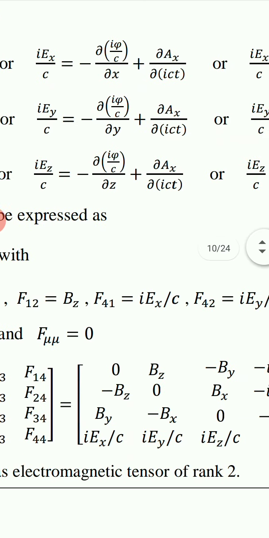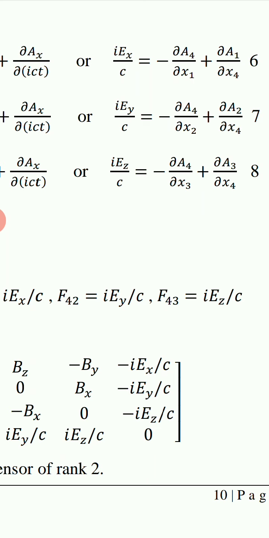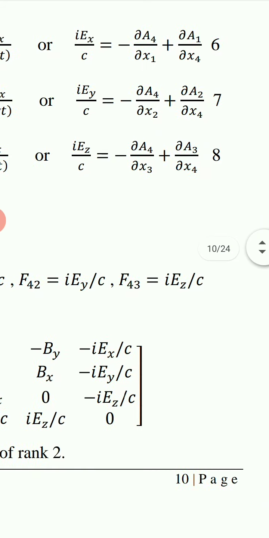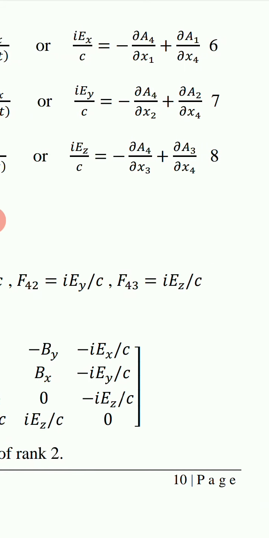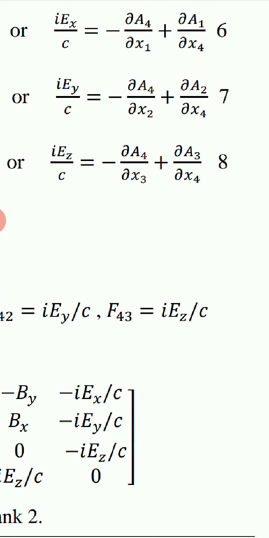So this equation becomes i Ex upon c equal to minus delta A4 upon delta X1 plus delta A1 upon delta X4. Similarly, the other two equations are i Ey upon c equal to minus delta A4 upon delta X2 plus delta A2 upon delta X4, and i Ez upon c equal to minus delta A4 upon delta X3 plus delta A3 upon delta X4.